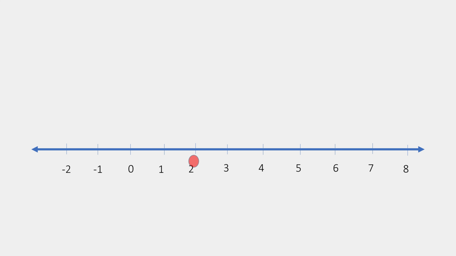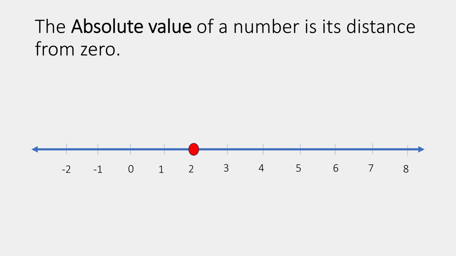Here we have the number 2 on a number line. What is the absolute value? The absolute value of a number is its distance from 0. In the case of the number 2, we move 2 units from 0, 2 spaces. So the absolute value of 2 is 2. Keep in mind, for absolute value, we always write the number between 2 lines.